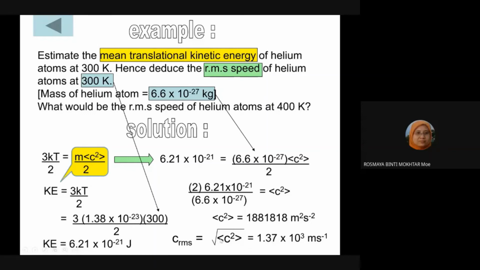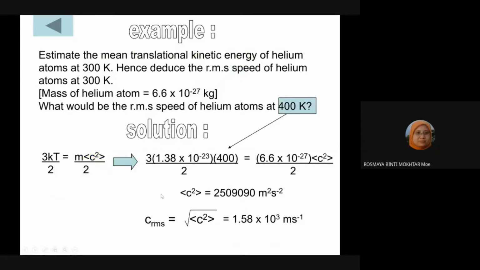Can you remember the previous lesson or not? So this is the answer. Any problem? No? Okay, for the third part, what would be the RMS speed of helium atoms at 400 Kelvin? You do the same method. The 300 you replace with 400, and calculate the kinetic energy.